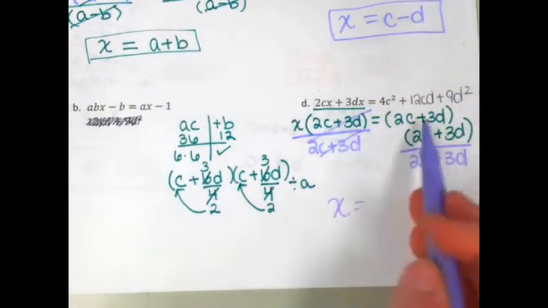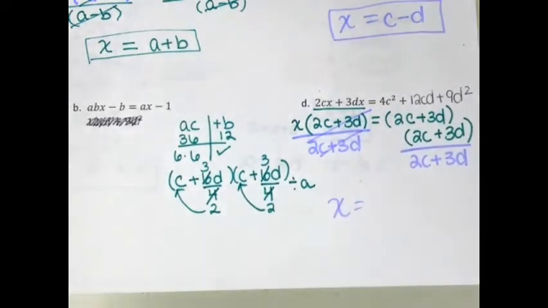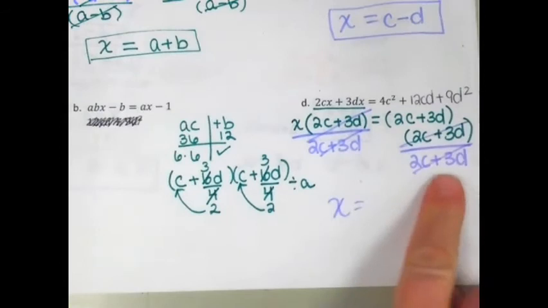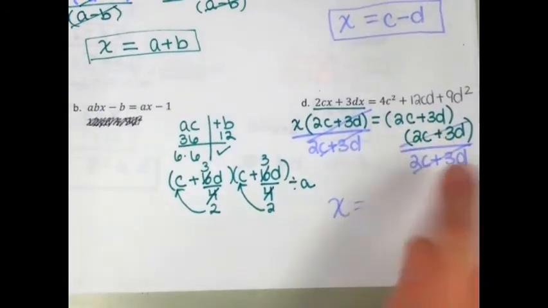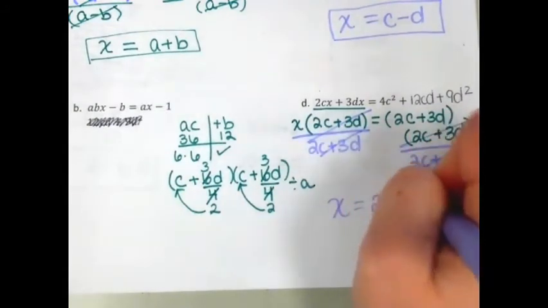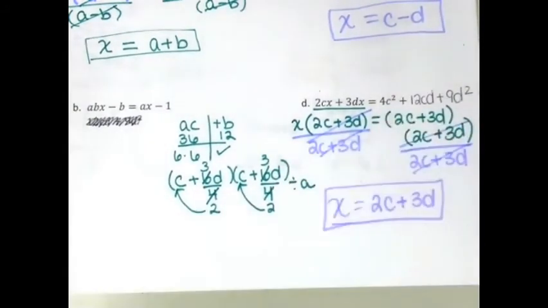Now, I have 2 of them in the numerator. Can I cross out both of them? Just one of them. Why? Because I only have 1 in the denominator, so I can only cross out 1. So X is going to equal 2C plus 3D. And there we go. All right.